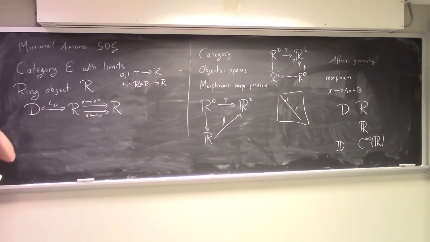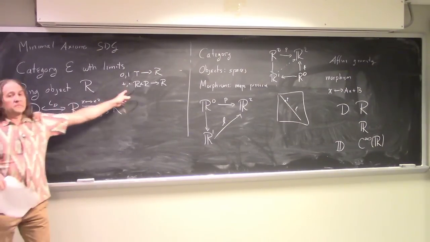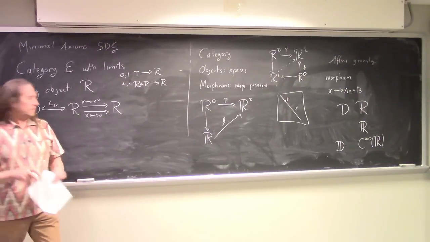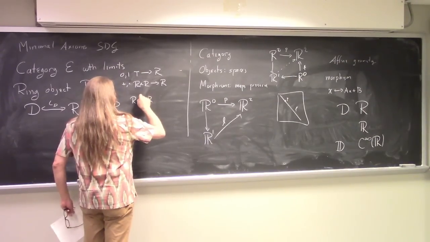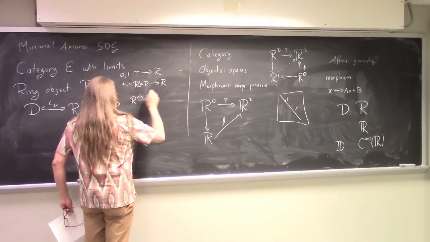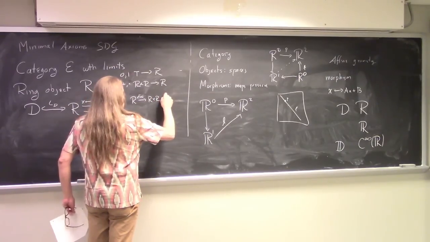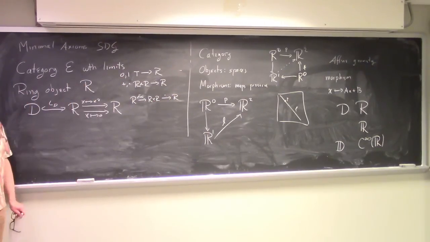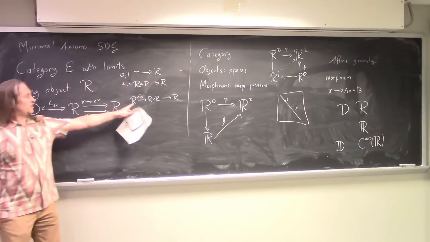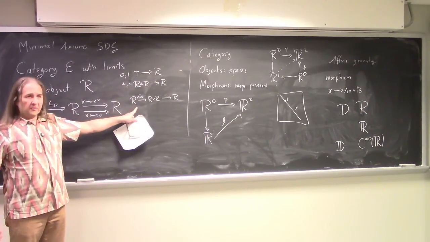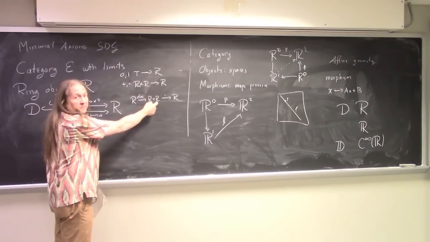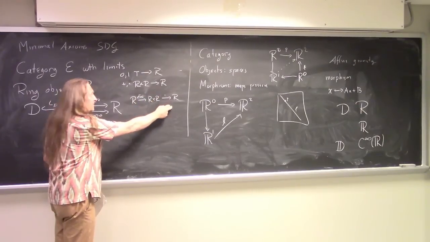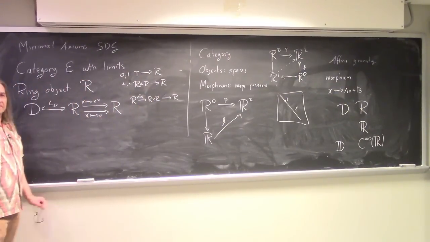This x squared operation, this is like the diagonal from R to R cross R, then with the multiplication? Exactly, yeah. That's right. What I mean by x goes to x squared is, as Noah just said, first I can take two copies of the thing and then multiply them. Yeah, sure, I got it.